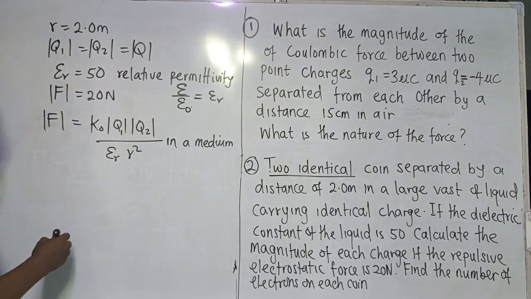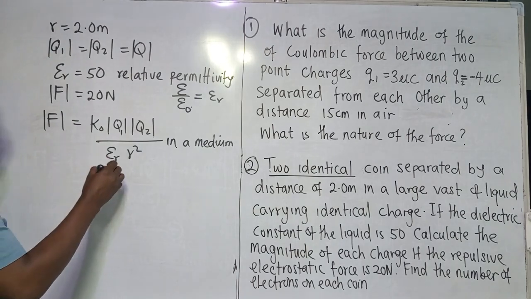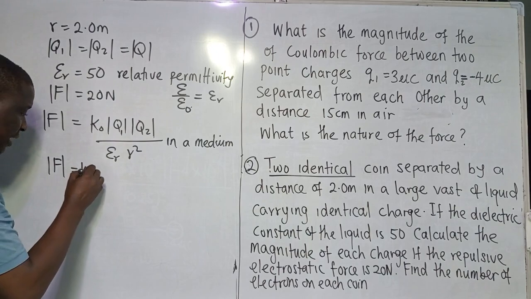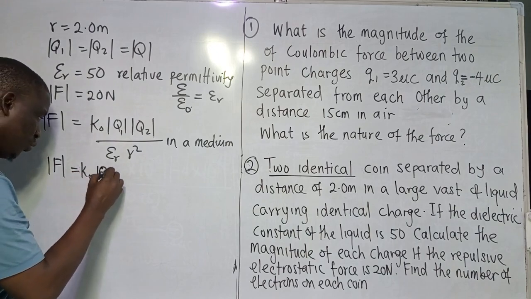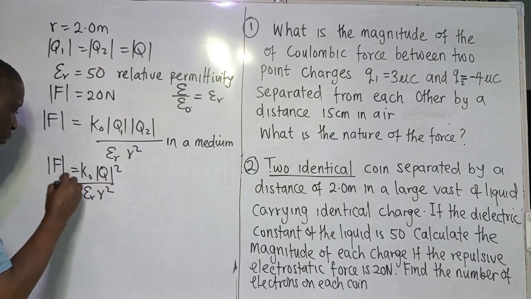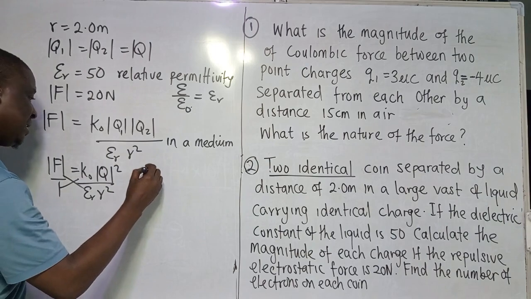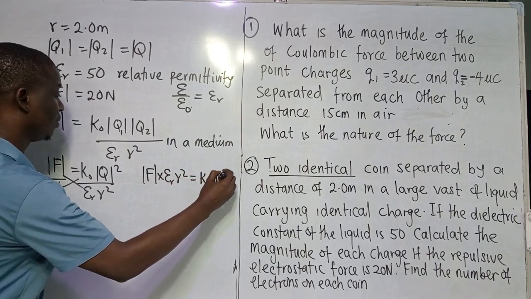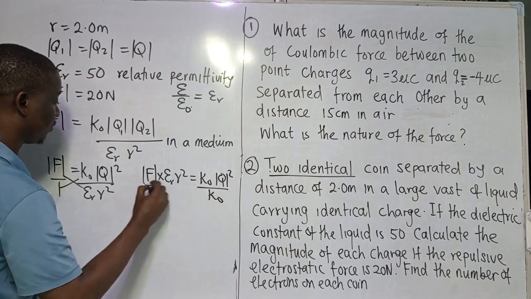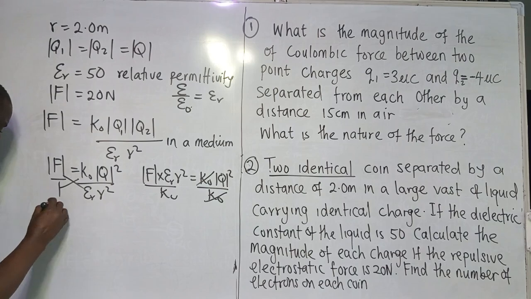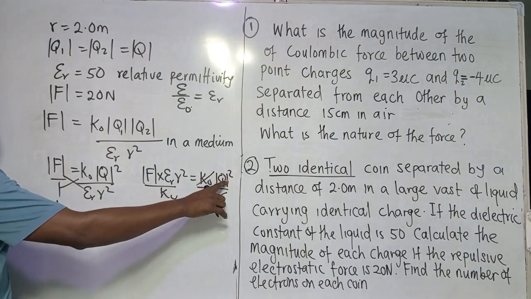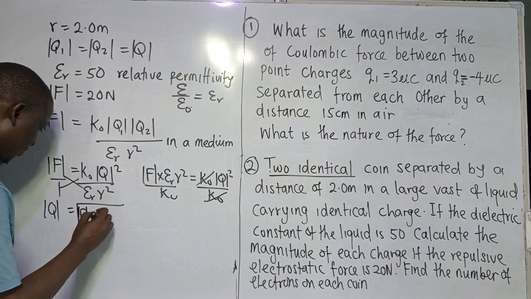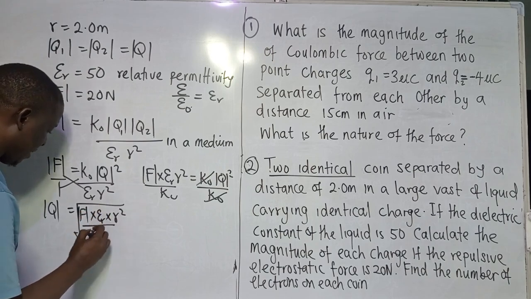Now, if you make Q the subject of the formula, because Q1 is equal to Q2, F will be equal to K naught Q squared over epsilon R squared. Cross multiplying, F times epsilon R times R squared equals K naught Q squared. Divide both sides by K naught, then take the square root of both sides to remove the square. Q will be the square root of F absolute times epsilon R times R squared divided by K naught.